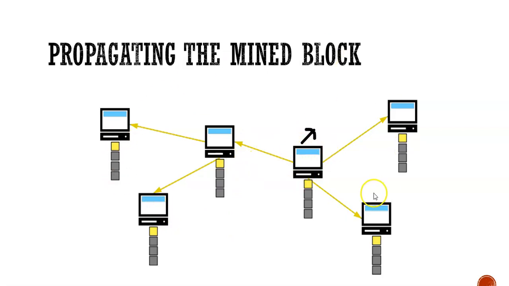Since it is a peer-to-peer network, each and every node will act as a recipient and also a transmitter, or we can say it will all be acting as a router. So this mined block will be propagated to all the nodes, and all the nodes will update their blockchain with the new block.